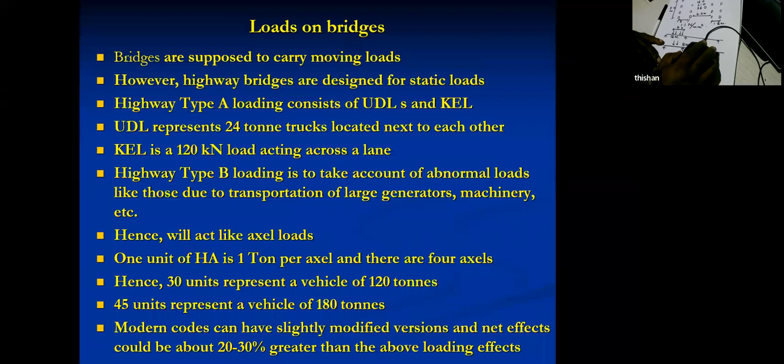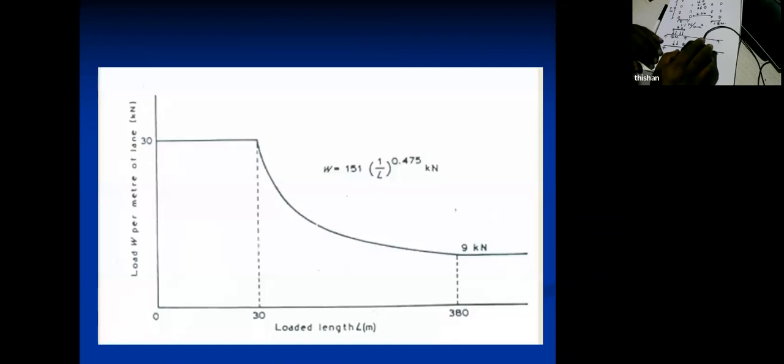Sometimes, the effect of modern codes, for example, Eurocode, will allow you to go up to 360 tons. So we have to always see what is a desirable load when you are designing a bridge. So if you look at this particular chart, this is from BS 5400 Part 2, 1978. So the loading is somewhere here.